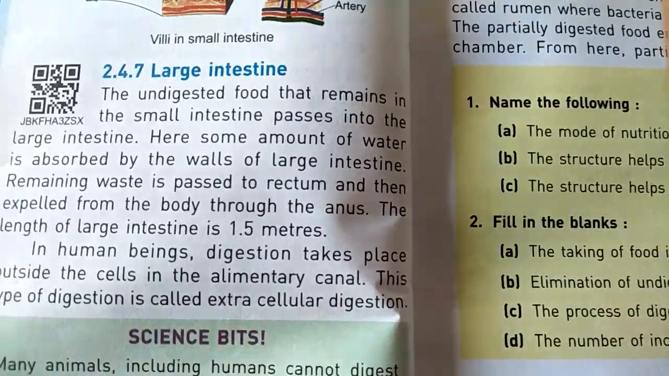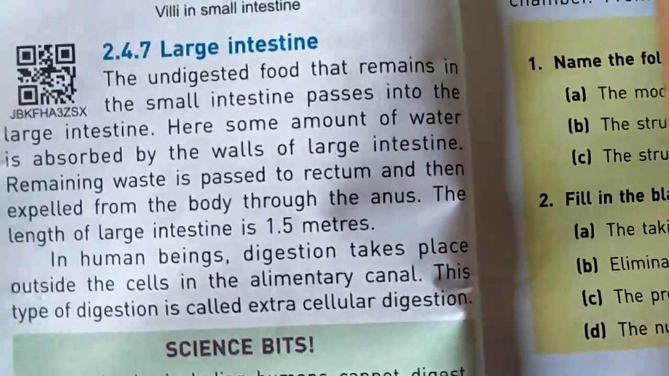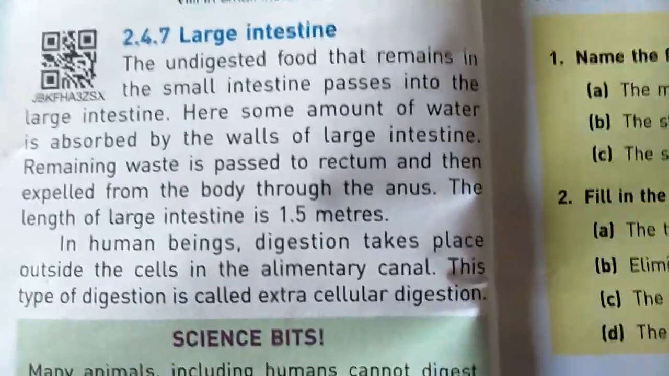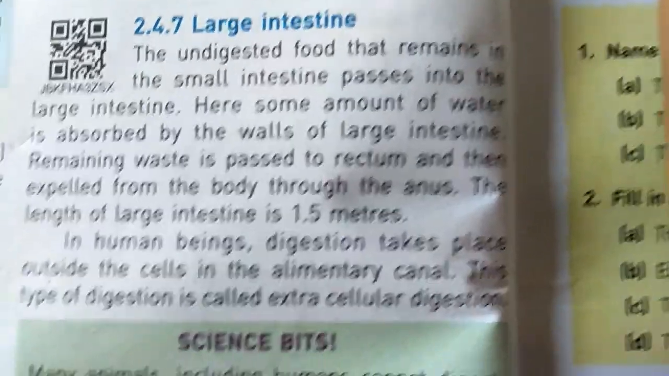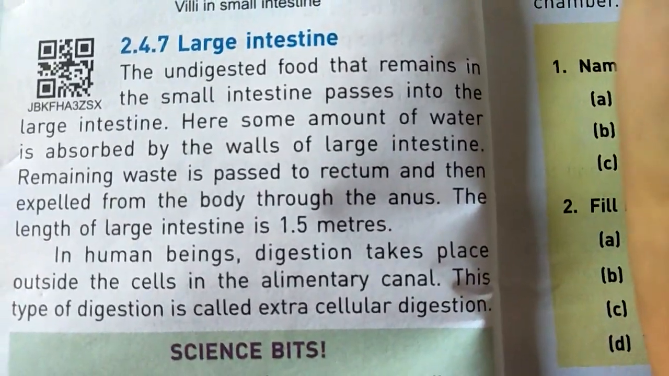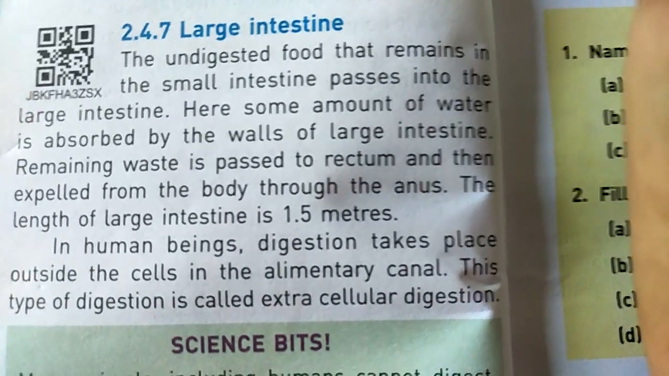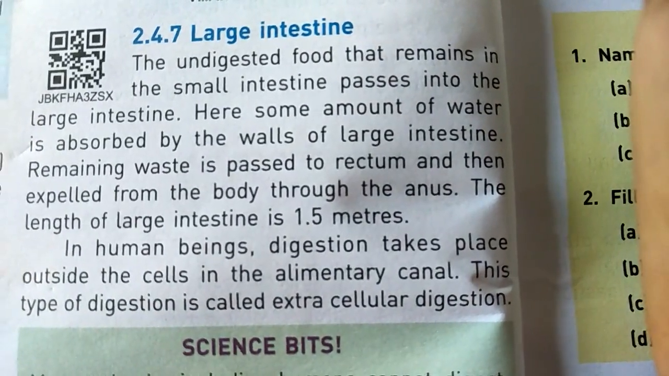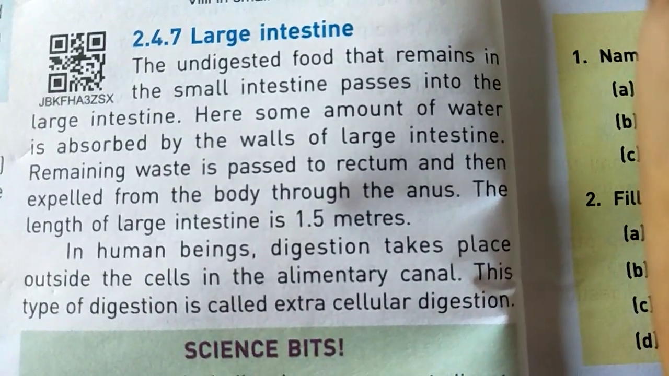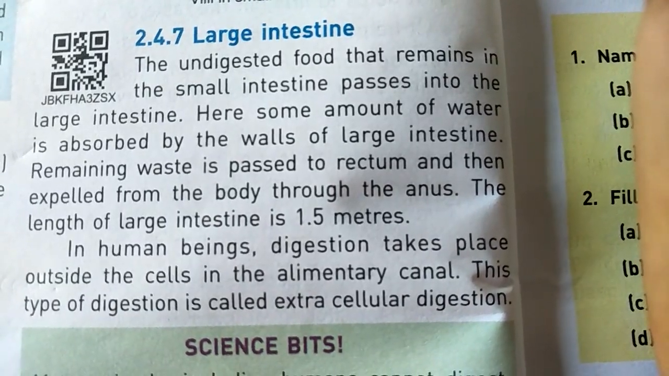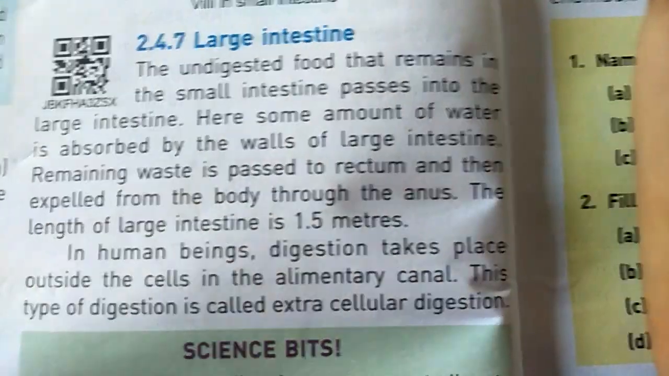Now we are discussing the large intestine, because after that the food goes to the large intestine. Look, the undigested food, it means food that is not digested in the small intestine, remains and passes into the large intestine. Okay, so what is not digested, or undigested, now goes to the large intestine.